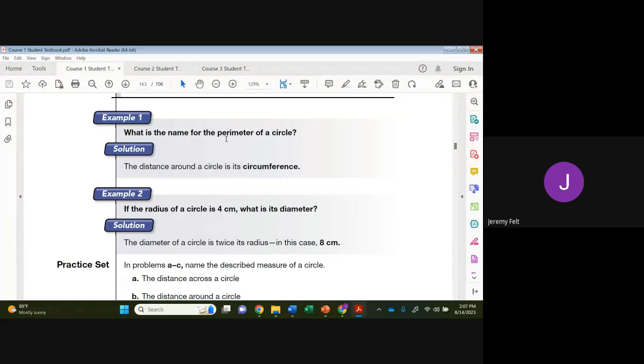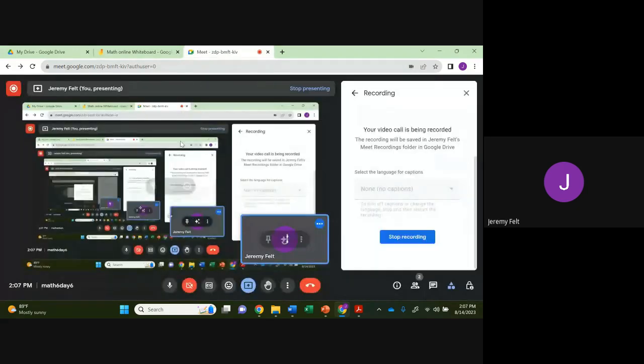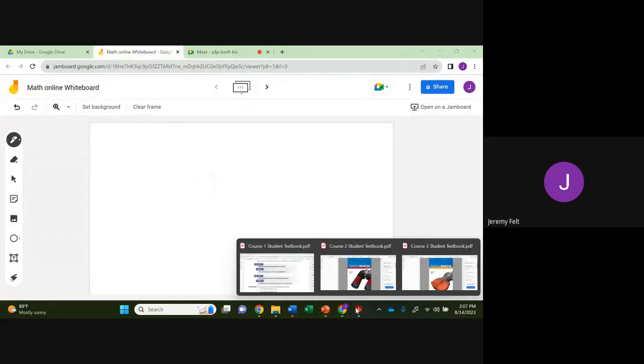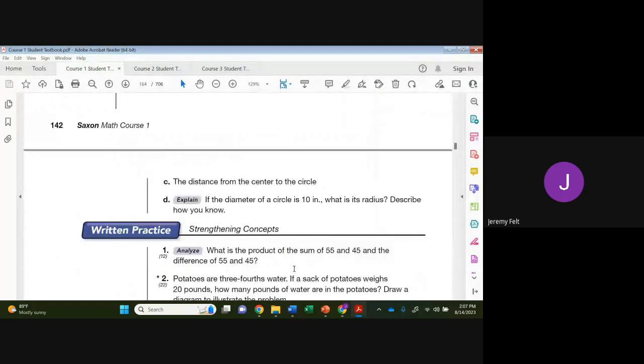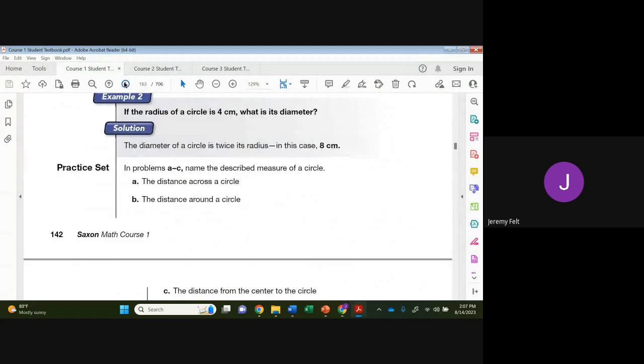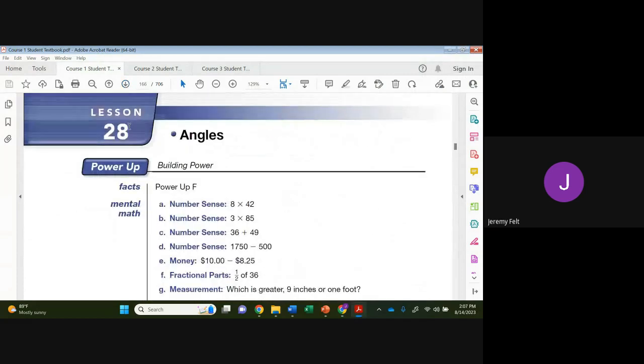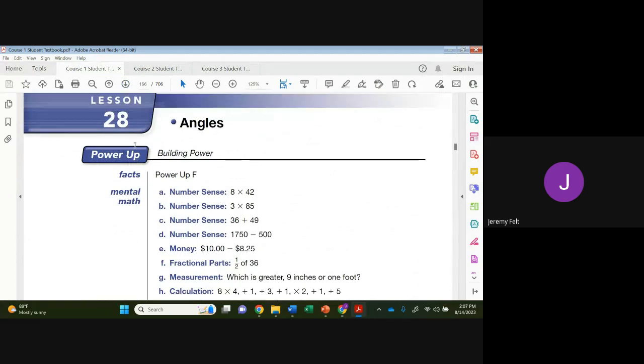Example 2, if the radius is 4 centimeters, the diameter would just be double that or times 2. So 4 times 2 would be 8. So if you know the radius, the diameter is pretty easy to solve, and vice versa. If we knew the diameter, we could work backwards to find the radius pretty simply. And again, we'll do a lot more. This is just a brief introduction into circles, but we'll do a lot more with finding the area, circumference, different things within a circle.